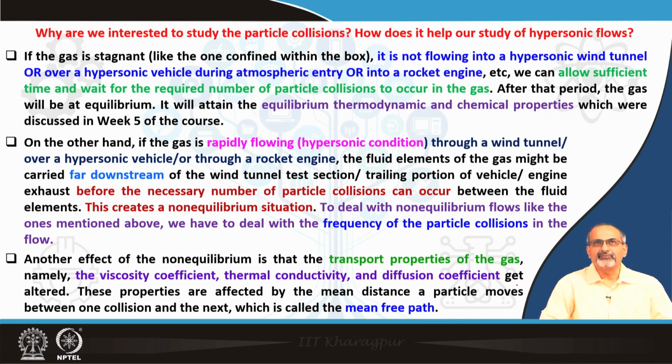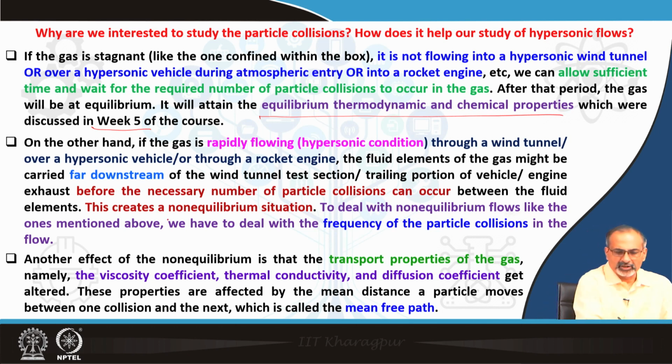then in such a stagnant gas, if we allow sufficient time and we wait for all the particle collisions to take place, we will find that the gas would come to equilibrium. It will attain the equilibrium thermodynamic and chemical properties if allowed enough time, and this we had discussed earlier in week 5. However, when the gas is rapidly flowing through some device like a wind tunnel or a rocket engine, which are internal flows, or external flows across hypersonic vehicles, then the fluid elements of the gas might be carried far downstream of the device or of the vehicle, and before the necessary number of particle collisions could occur, so that the fluid elements could be at equilibrium, they are swept downstream. This creates a non-equilibrium situation.